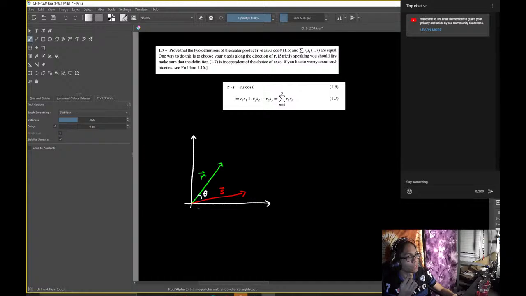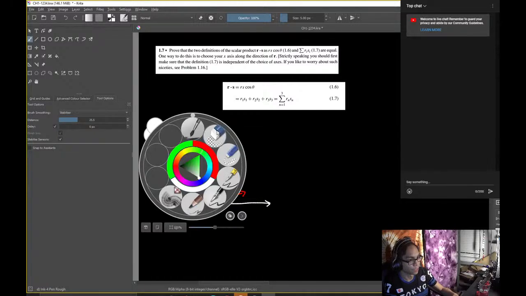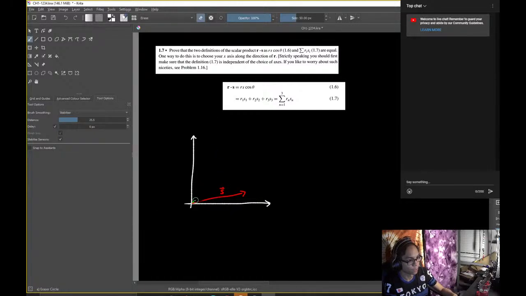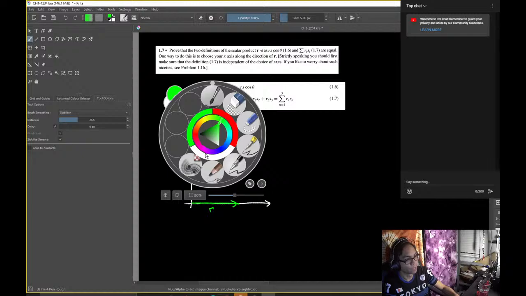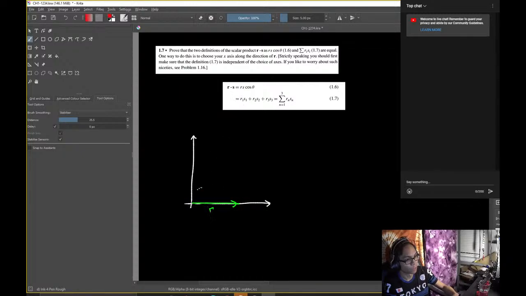One way to do this is to choose your x-axis along the direction of r. So what I'm saying is that if r is down below over here, let's try to do that real quick. So r is the x-axis. Let's see what happens there. R is along the x-axis, that's more proper to say.